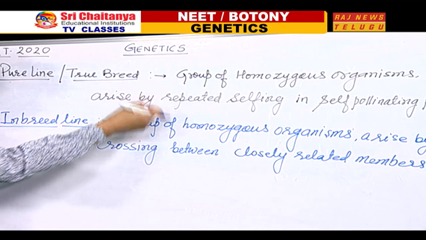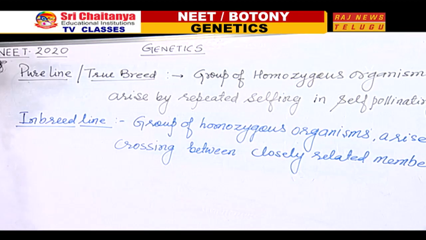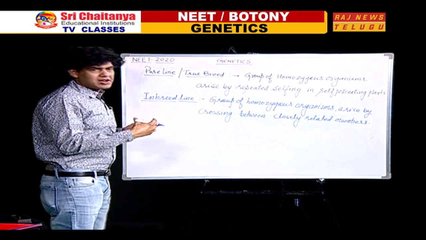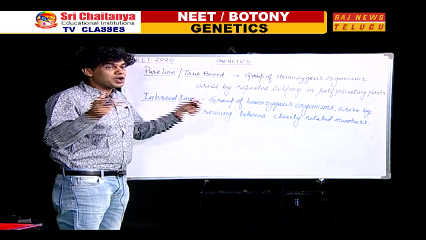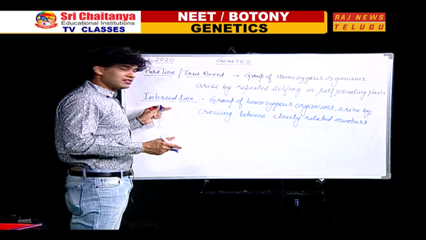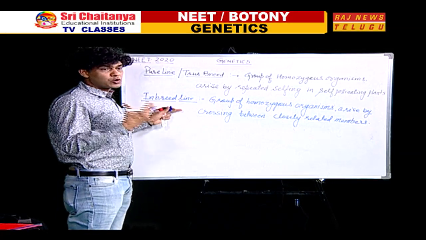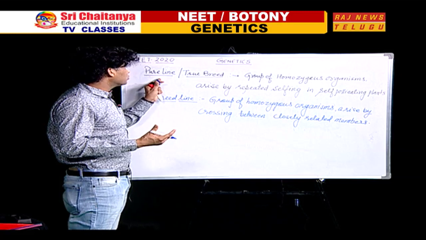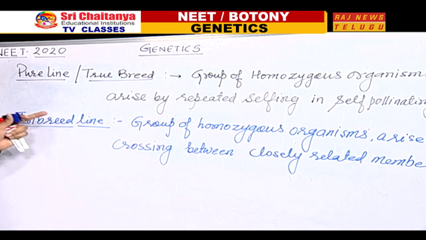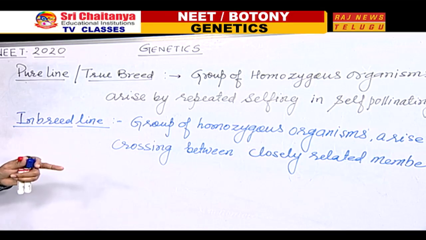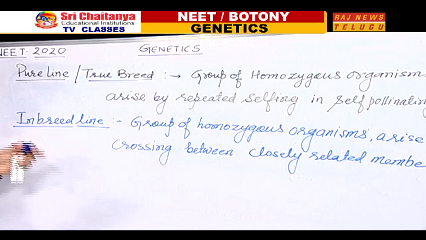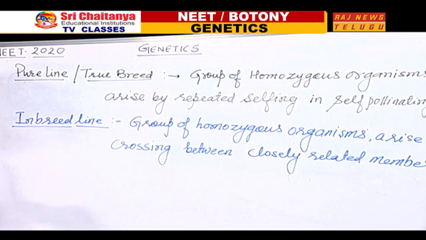Pure line arises by repeated selfing in self-pollinating plants. Inbreed line arises by crossing between two very closely related members. But the condition is that it should be cross-pollination, not self-pollination. If you then obtain a group of homozygous organisms, we can't use the word pure line or true breed. The technical term is inbreed line. So inbreed line is also a group of homozygous organisms like true breed or pure line, but it arises by crossing between closely related members.